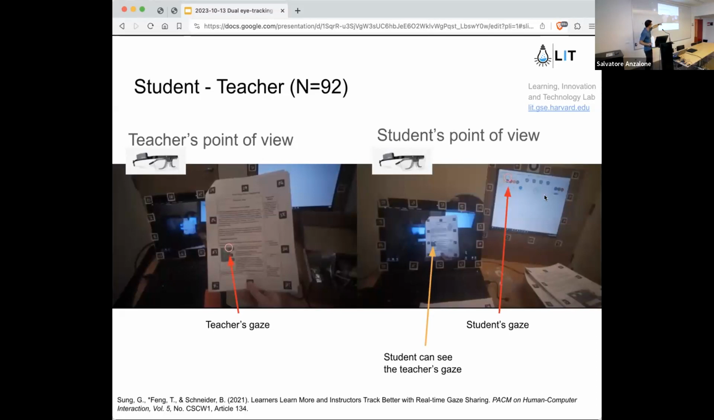This is the student gaze. You can't really see very well, but basically the teacher could also see the gaze of the student on the laptop on the side. So they could monitor each other. They could see what each other was paying attention to using this shared gaze visualization.